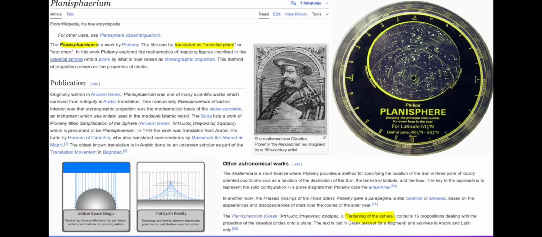Yeah, I'm looking for that book right now, the Planispherium. If I find it, I'll let you know. Eric, I'll find that book. Oh, he'll find it in a second.